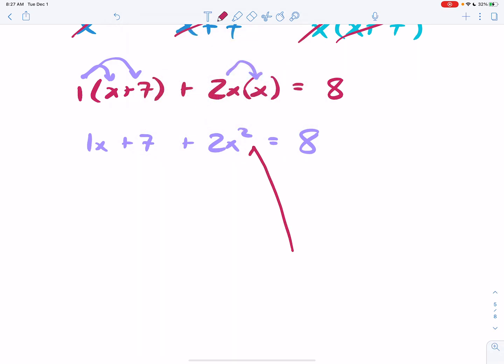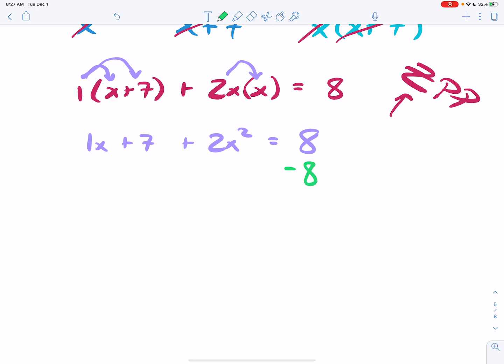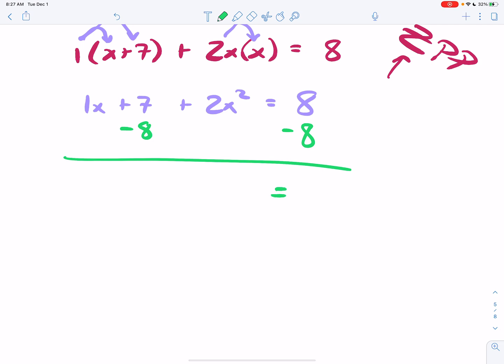So notice how I have a quadratic here. So I want to use the zero product property. And the first step is to get my 0. So the easiest thing to do is to move the 8 so I can get a 0. And we do that by doing the opposite. Now 8 can only combine with the 7 here because they're both constants. Okay? So now the right side comes out to 0.